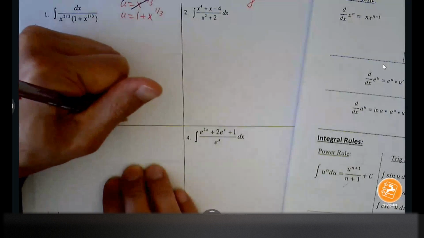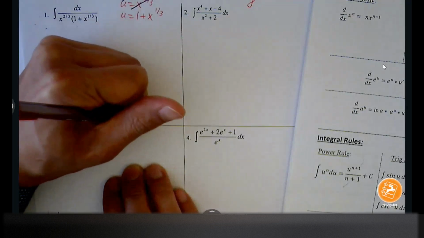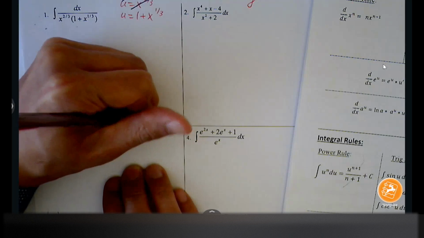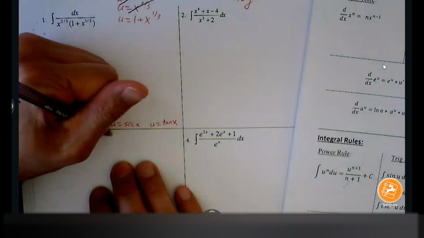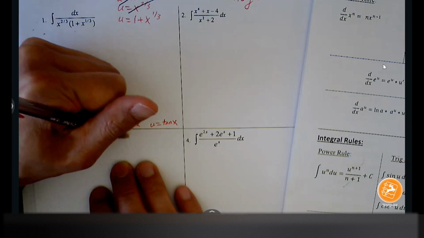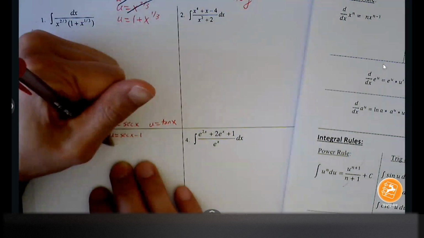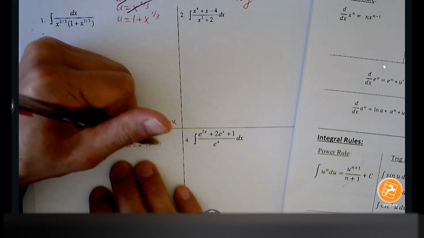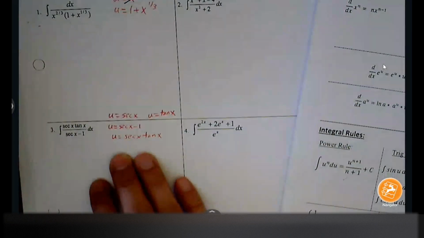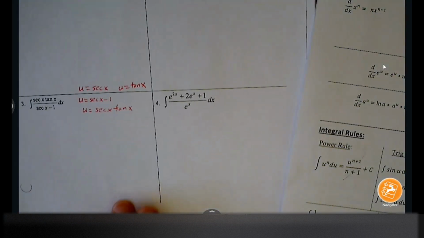So maybe the U value is secant x. Maybe it's tangent x. Maybe it's secant x minus 1. Maybe it's the entire numerator. Maybe it's secant and tangent. All right. What do you guys think?